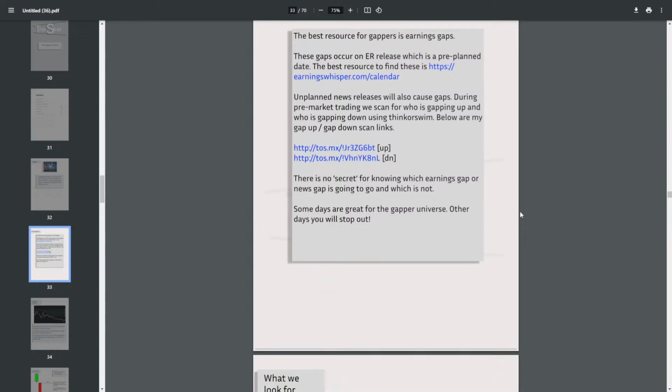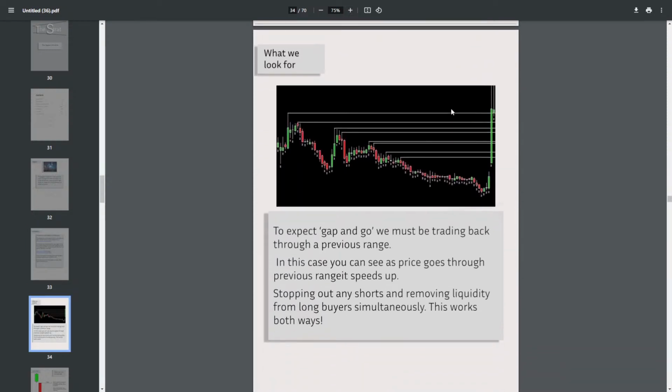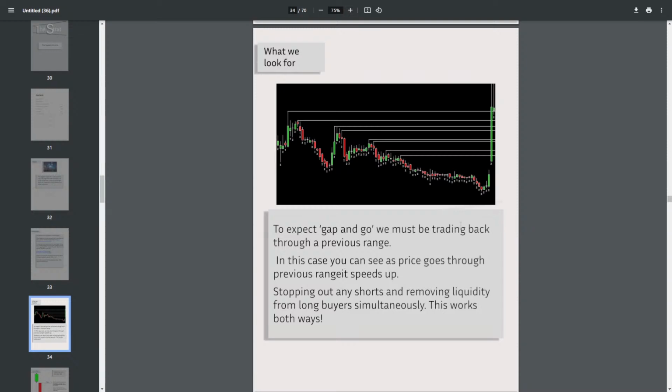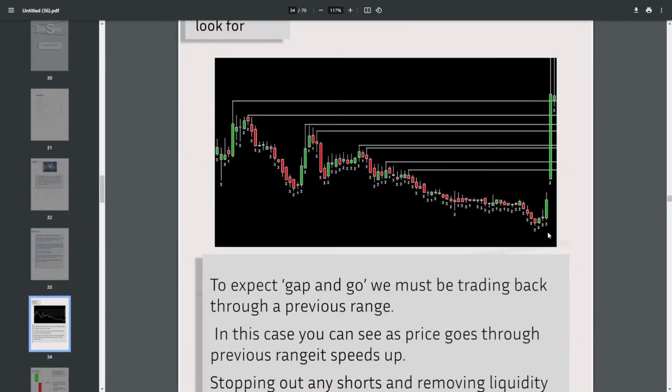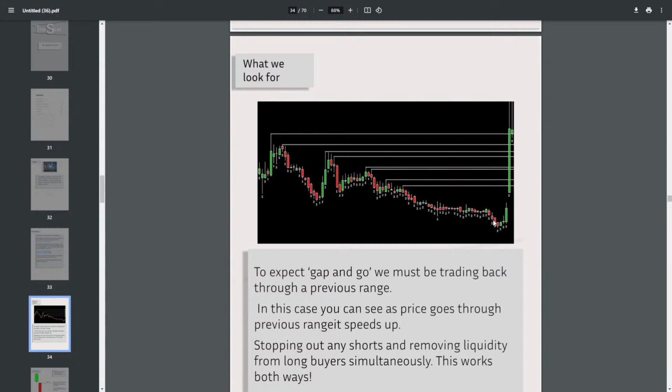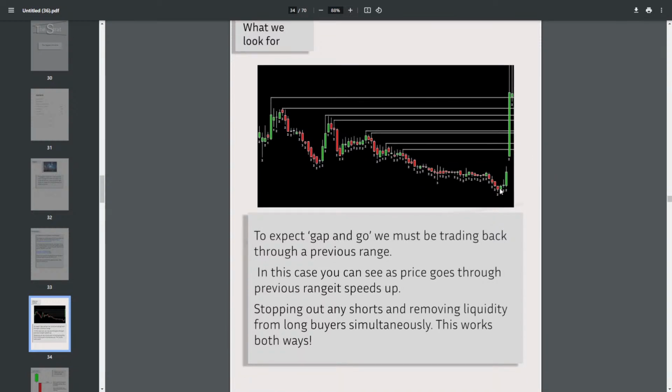And as far as gaps are concerned, there's no secret for knowing which earnings gap or news gap is going to go and which is not. Some days are really great, and other days you're going to have to stop out, and that's just how it is. So specifically what we can look for: you're going to have a gap, up or down, and it's normally occurring on news. Everyone wants to expect a gap up and it just rips to the highs, right? But you need a specific condition for that to occur. So for an example of a gap up and go, or gap and continue, we must be trading back through a previous range.